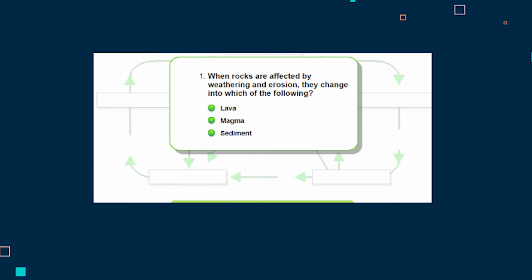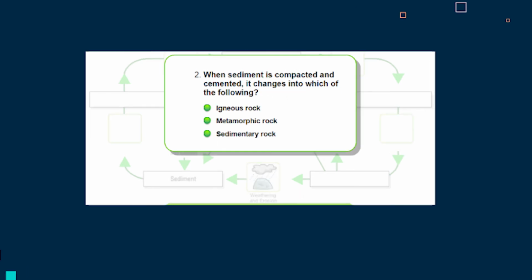Okay, you guys can just pause the video. Alright, let's move on. If you said sediment, you are correct. Now, when rocks are affected by weathering and erosion, they change into sediment. And we can see that the weathering and erosion part was filled out for us, and the sediment part was filled out for us. Good. Now, number two is when sediment is compacted and cemented, it changes into which of the following?